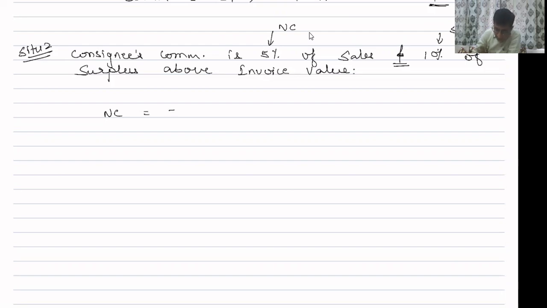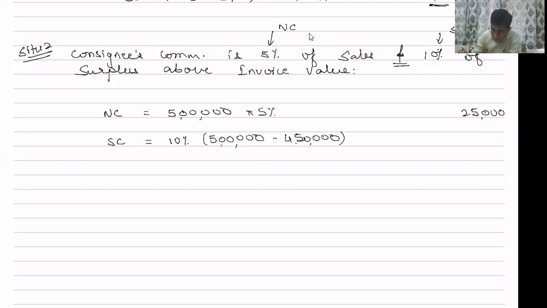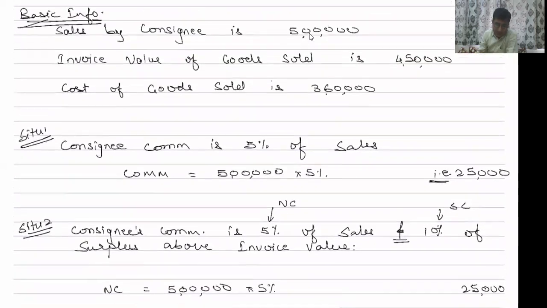So my normal commission is equal to 5 lakh into 5%, that is 25,000. Yes or no? Whereas, what is my special commission? Special commission is 10% of surplus above invoice price. मतलब अगर आपका इनवॉइस प्राइस के ऊपर कुछ एडिशनल प्रॉफिट जो कमाया है उसका 10% देना है. So accordingly that will come to 5 lakh as actual sales minus 4,50,000 as the invoice value. So that comes to 5,000 rupees. In that case, what will be the total commission payable by consignor to consignee? That comes to 30,000 rupees. Are you people able to understand this? हाँ, अब आप पहला बेसिक इन्फो और सिचू 1 सिचू 2 लिख लो.